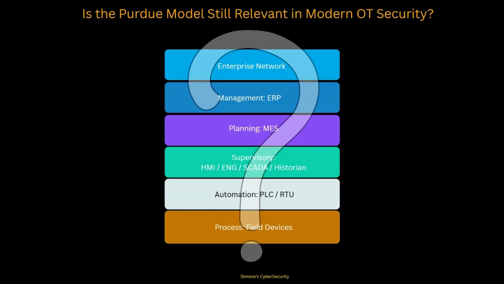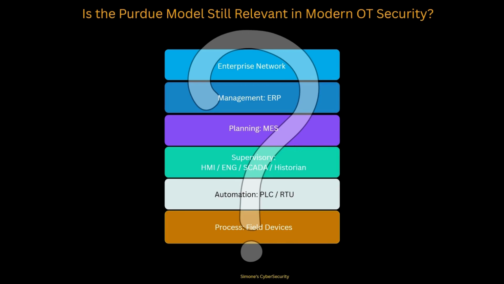So now let's close this section by answering a very important debate. Is the Purdue model still relevant in modern OT security? This is a question that many cybersecurity and automation professionals are asking today. Why? Because the Purdue model was originally developed decades ago, at a time when industrial systems were mostly isolated, on-premise, and had very little connectivity with IT or the internet. So it worked perfectly in that world because the boundaries between IT and OT were clear and well defined.